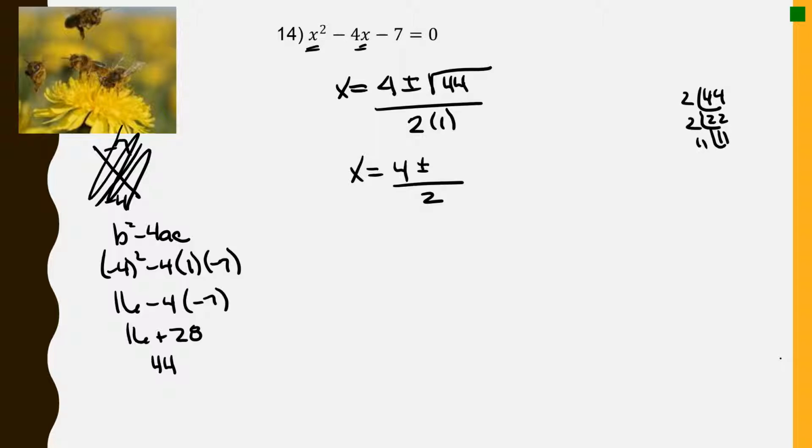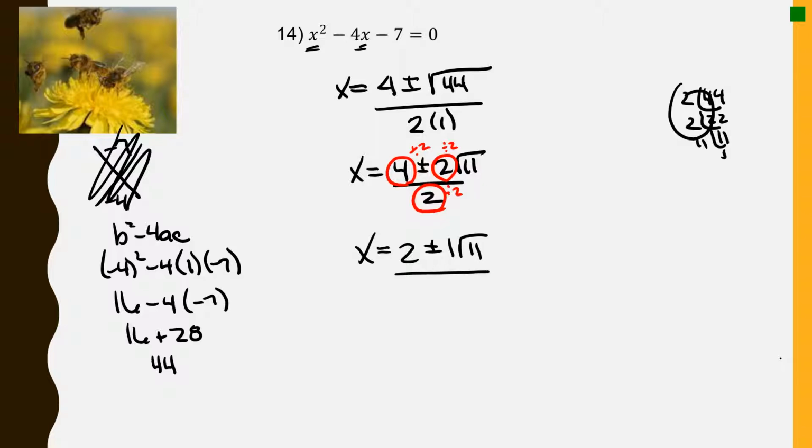I'm going to try to simplify 44. I bring out a pair of 2's, square root of 11. Remember, when you bring stuff out, you now have to look at all of your outside numbers. Do they all divide by the same thing? They all divide by 2. So your final answer is going to be 2 plus or minus 1 times the square root of 11 all over 1. I lied. That's not your final answer. Get rid of those little ones because you don't need them. 2 plus or minus the square root of 11.